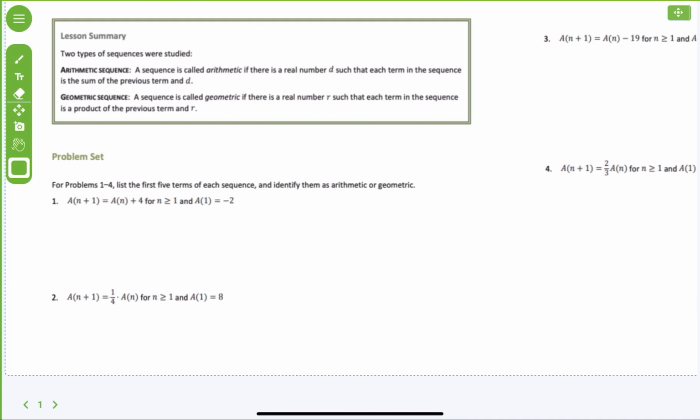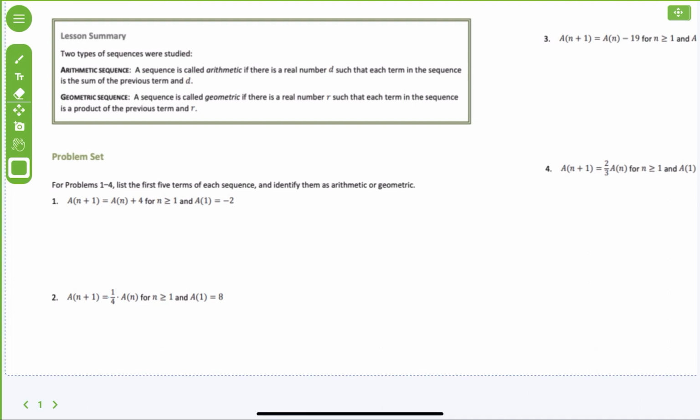Now, a sequence is called geometric if there is a real number, r, such that each term in the sequence is the product of the previous term and r. That r is the ratio factor, whether we're multiplying by 6/5 or dividing by 8 each time. That's your ratio.